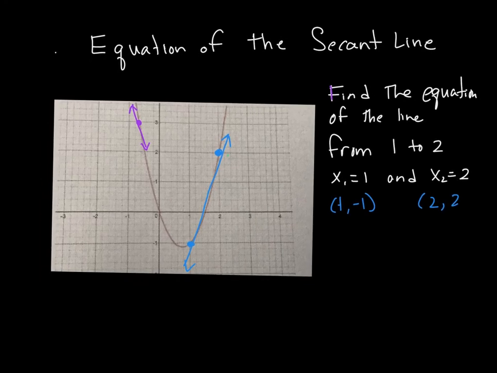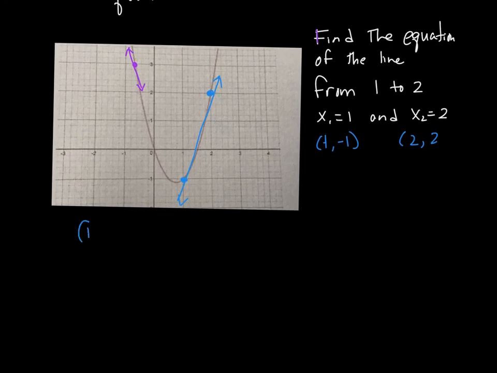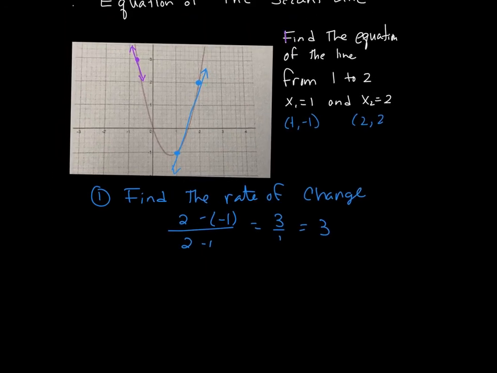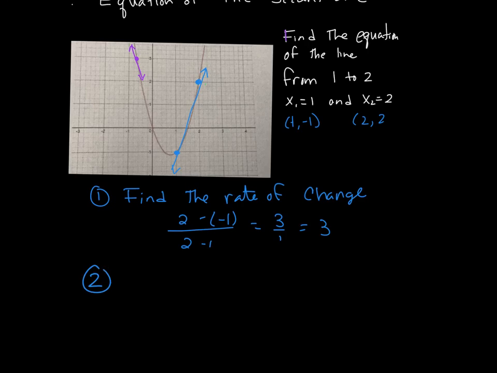And I want this equation of the secant line. Now, step 1 is to find the rate of change. And the rate of change for that is just 2 minus -1 all over 2 minus 1, or just 3.